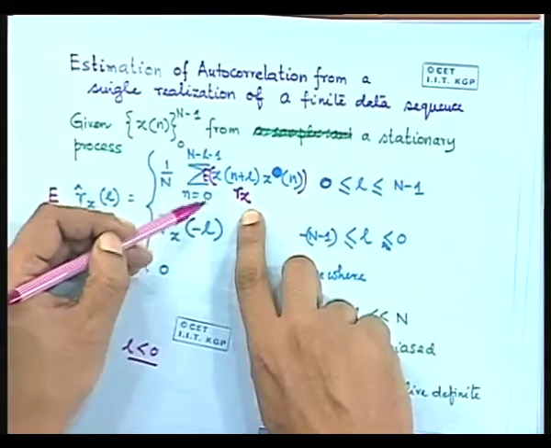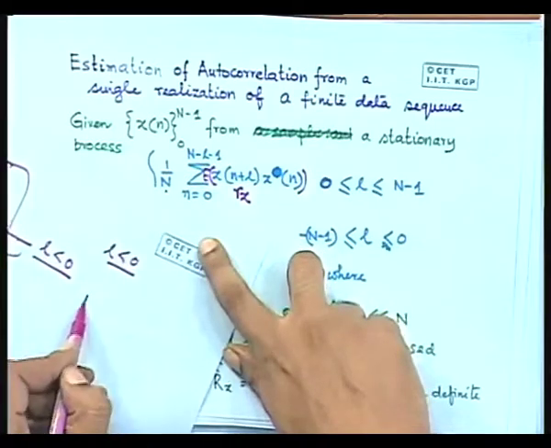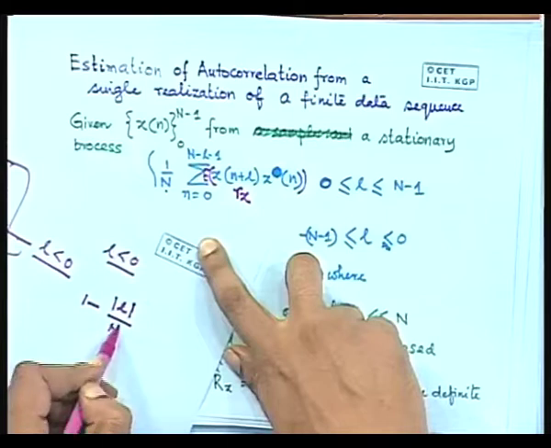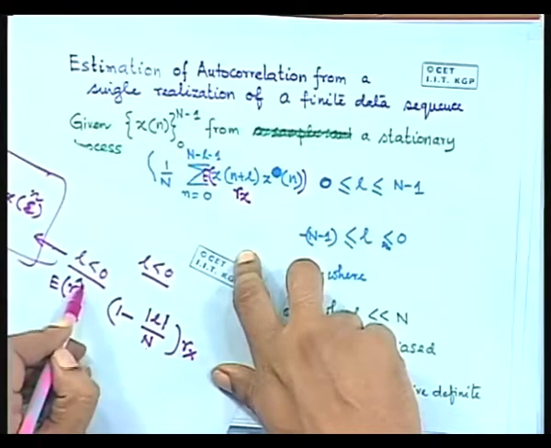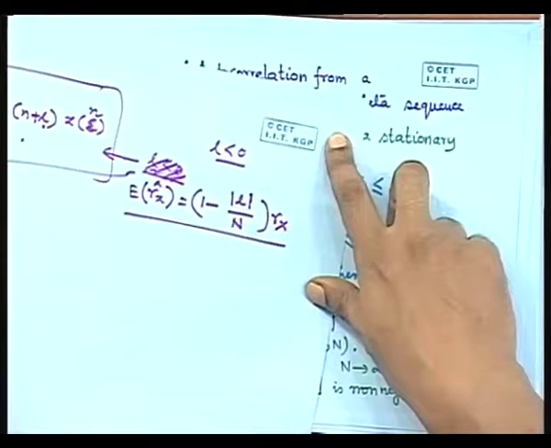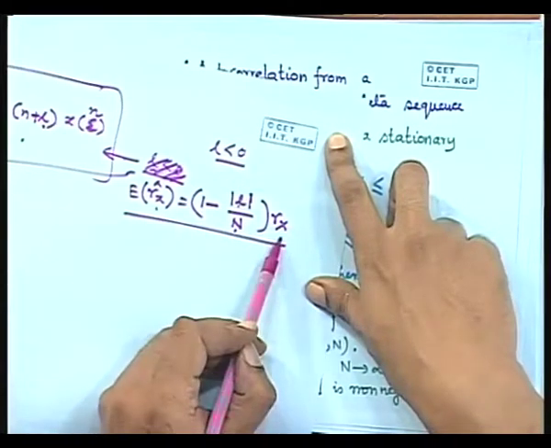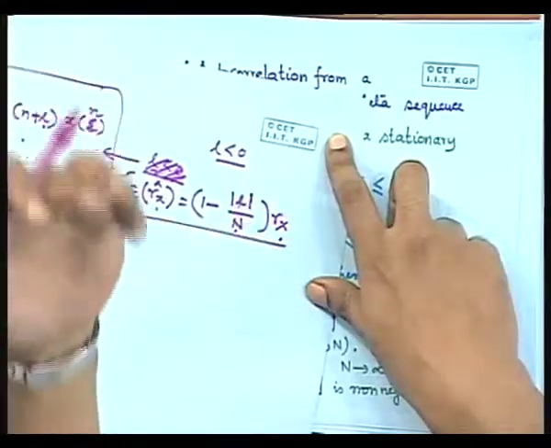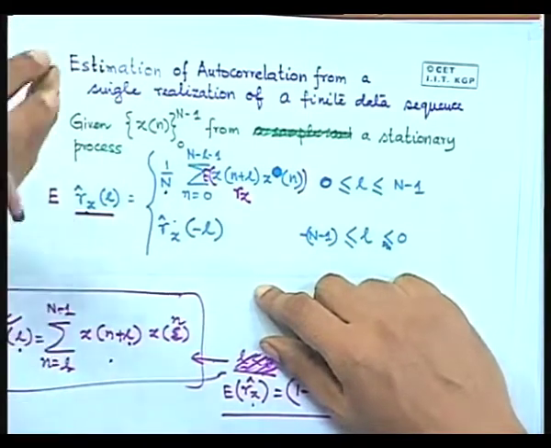Now here you have how many terms? N minus |L| terms, and you are dividing by n. So you actually have (1 minus |L|/n) times Rx; I put mod L because L can be positive or negative. This is the expectation of Rx hat. Can you see this? So you see that for a given L and a given n, expectation of Rx hat is not Rx. Even if you take several n-length signals and take an expectation over multiple signals, you will not get the true autocorrelation. So this estimate is biased for a given L and n.